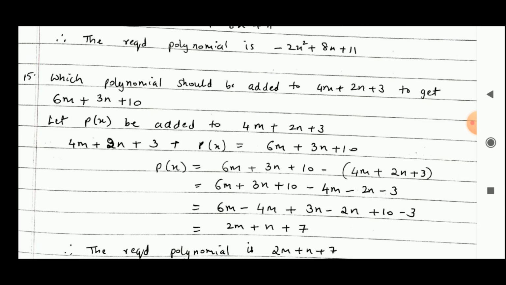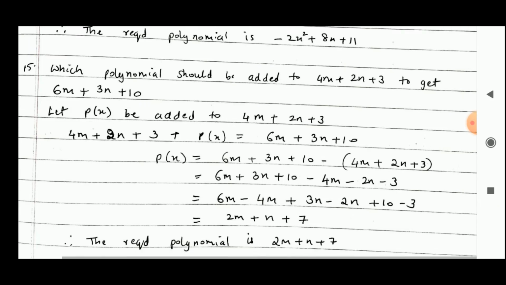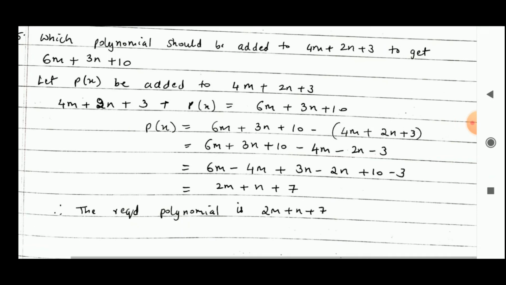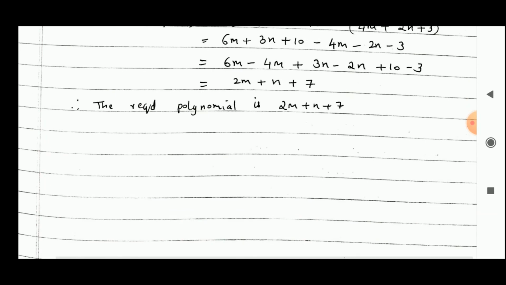So 6m plus 3n plus 10 minus 4m minus 2n minus 3. So 6m minus 4m plus 3n minus 2n plus 10 minus 3. So 2m plus n plus 7. So the required polynomial is 2m plus n plus 7. So with this the exercise is complete and the chapter is also complete.